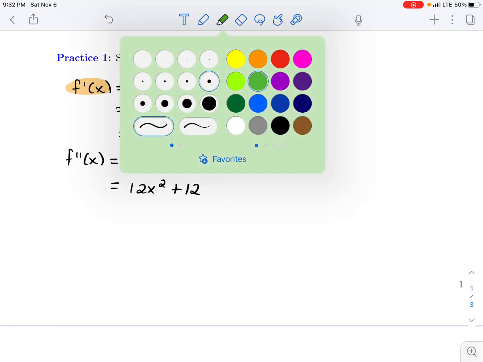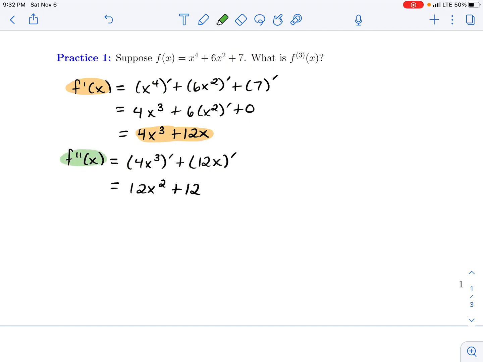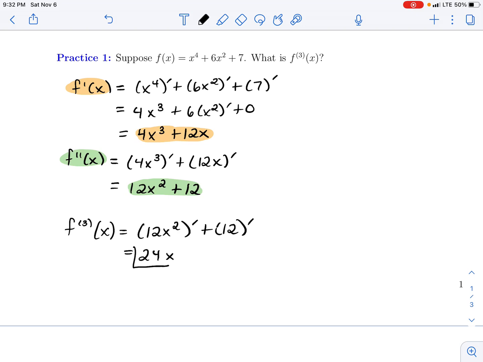Okay, but now I want to find the third derivative. So now I'm looking at the second derivative, and to find the third derivative, I just take the derivative of the second derivative. So the third derivative is going to be the derivative of 12x squared plus the derivative of 12. And so this gives me 24x. And so this is my answer.